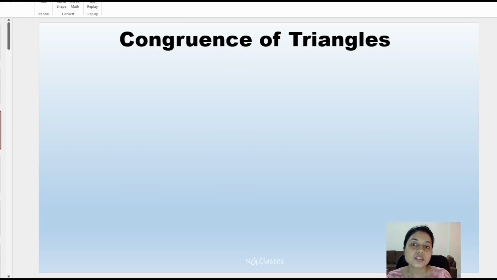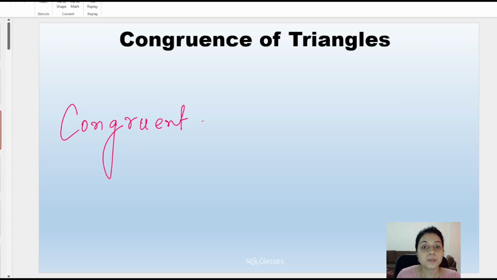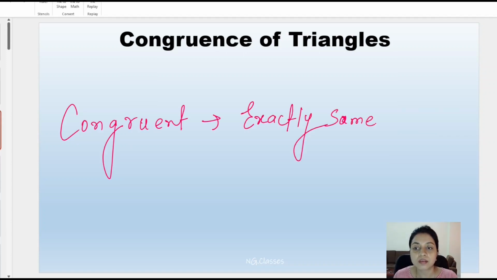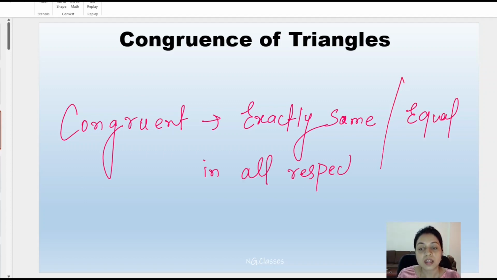Now let's see what's congruency of triangle. But before starting the discussion about triangle, at first we need to understand what's the meaning of this word congruency. So congruent means exactly same or equal in all respect. That means exactly same in shape and size. Now let's see some examples to understand it in detail.